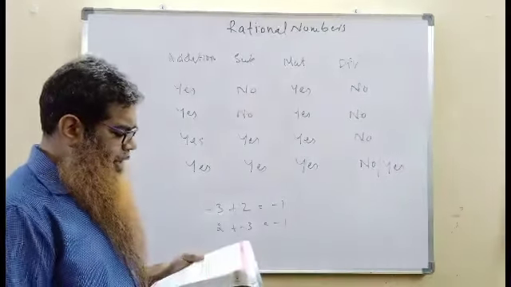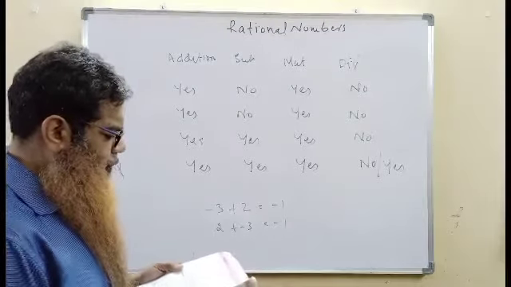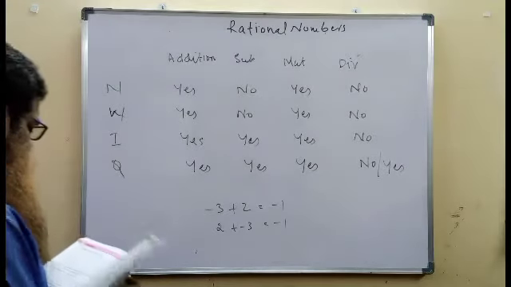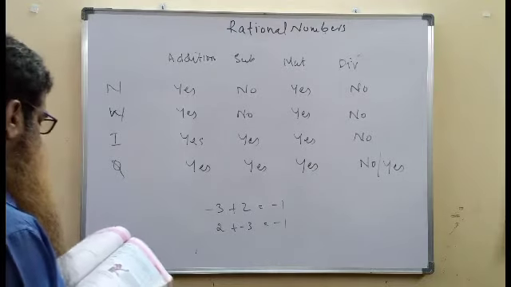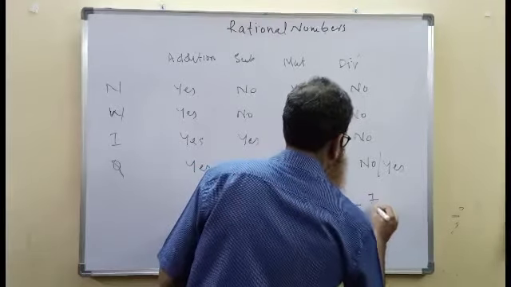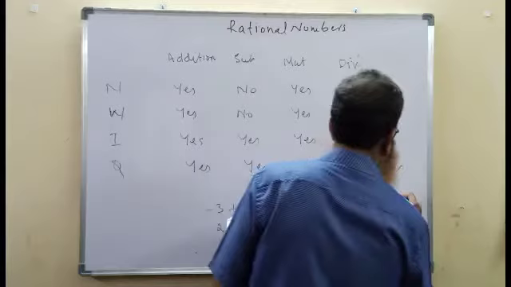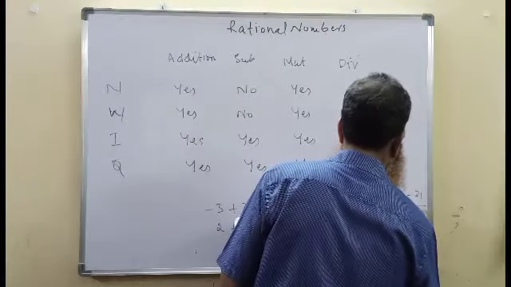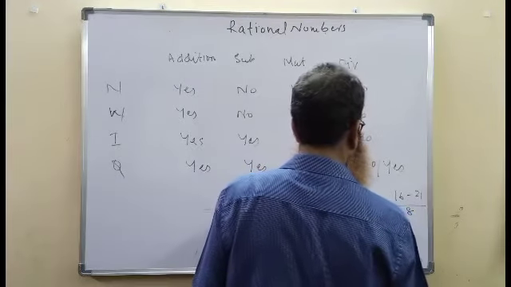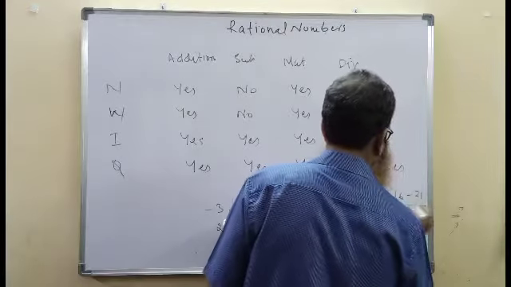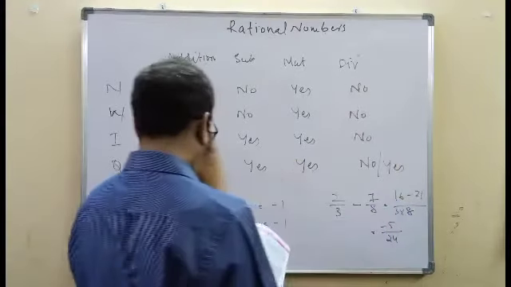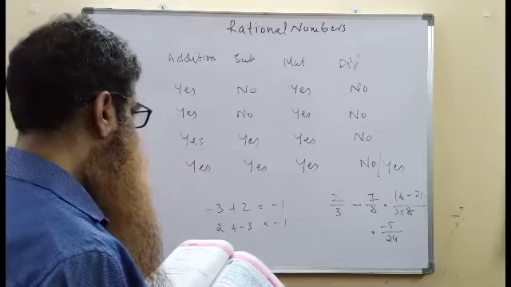Turning to page number 8, subtraction. Take two rational numbers, 2 by 3 and 7 by 8. 2 by 3 minus 7 by 8 is equal to 16 minus 21 by 24, since 3 into 8 is 24, which is minus 5 by 24.